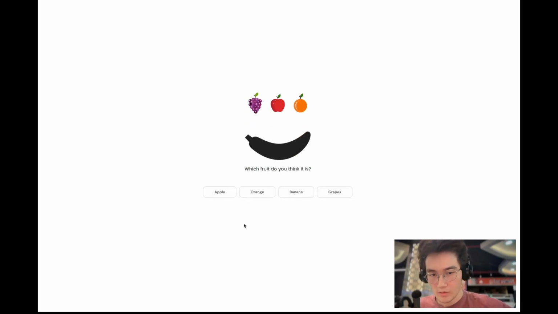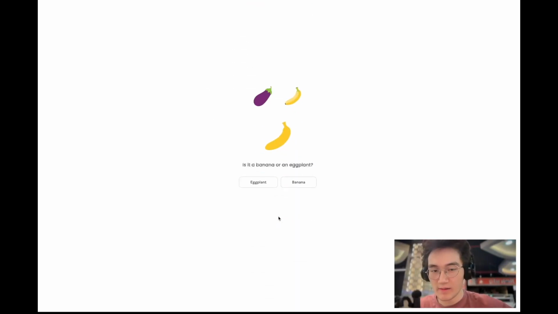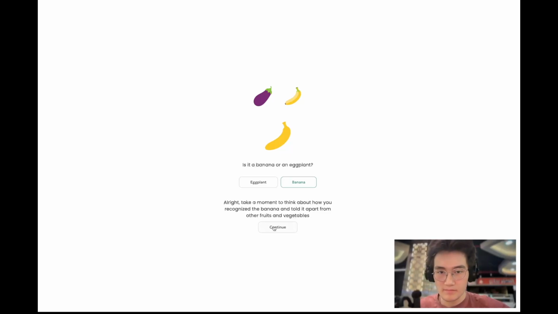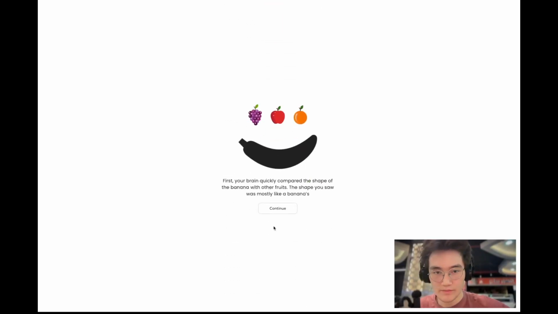Okay, which fruit do you think it is? I think it's a banana. Is it a banana or an eggplant? I think it's a banana. Alright, take a moment to think about how you recognize a banana and tell it apart from other fruits and vegetables. I already know the answer, so I'll just continue.